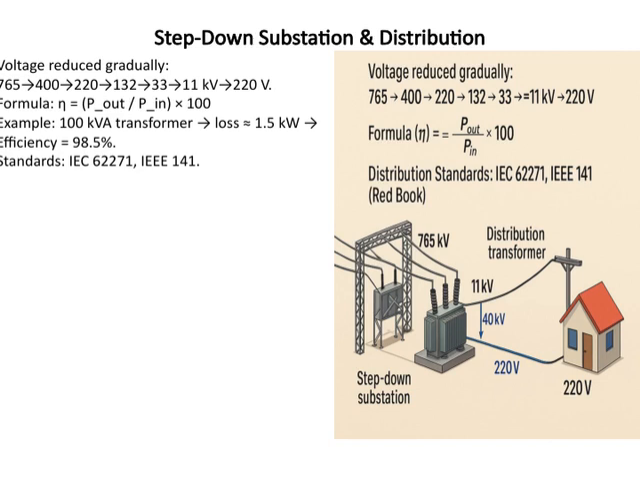Now, to understand how well these transformers perform, we use a simple formula for efficiency, which is the ratio of output power to input power, multiplied by 100 to get a percentage. So, eta equals Pout divided by Pin times 100. For example, if we have a 100 kVA transformer that incurs losses of about 1.5 kilowatts, its efficiency would be approximately 98.5%. That's pretty high, indicating most of the power is transmitted effectively with minimal losses.